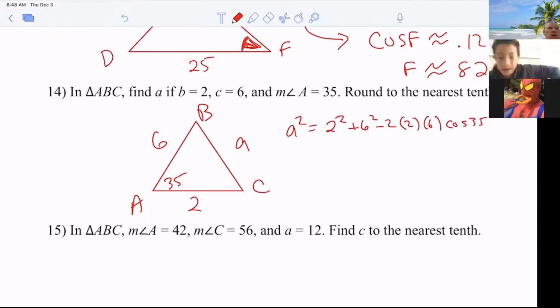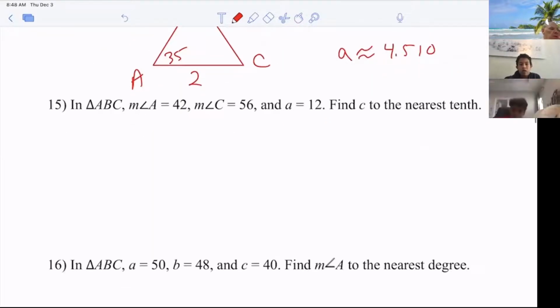So everybody can do that now. A is roughly, somebody tell me. Something like that, right? Any issues? All right, happy.